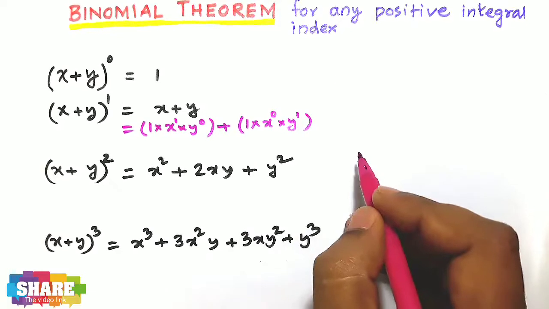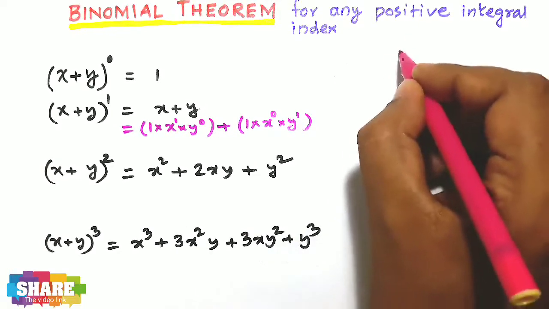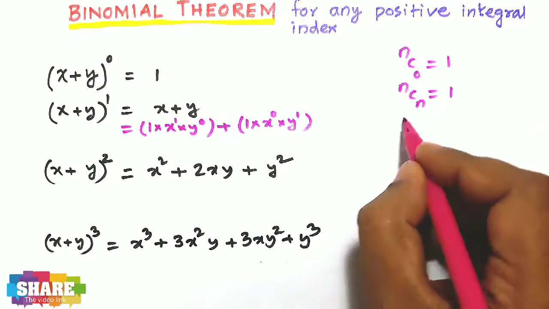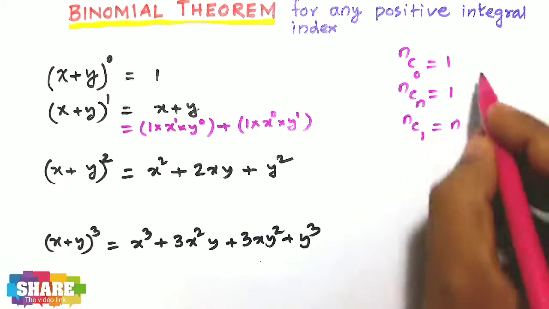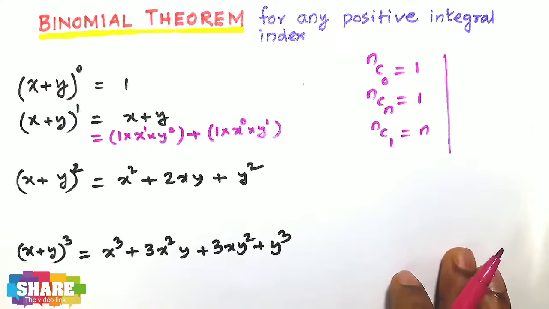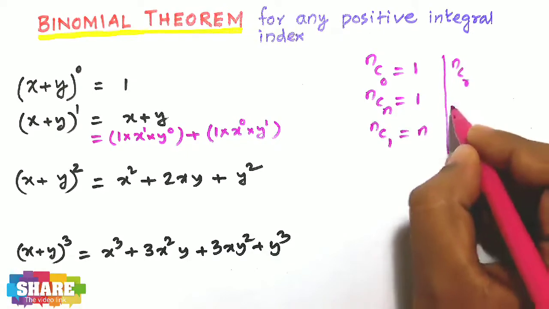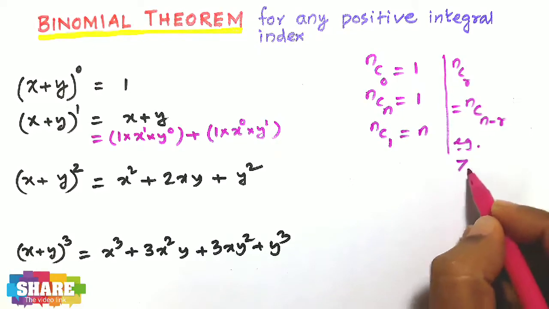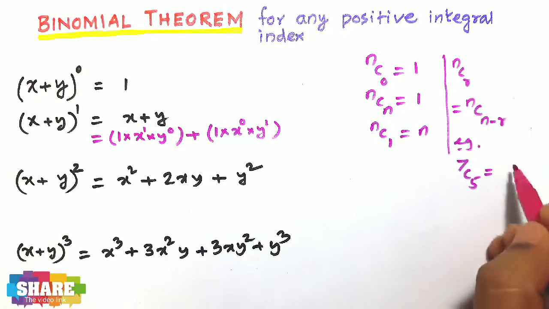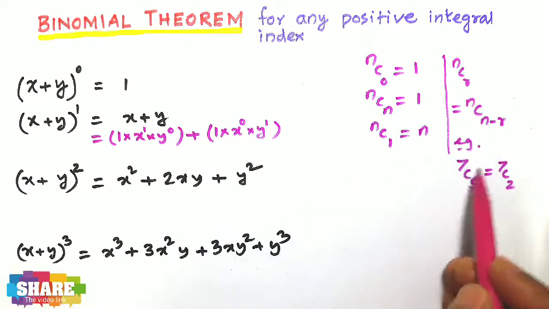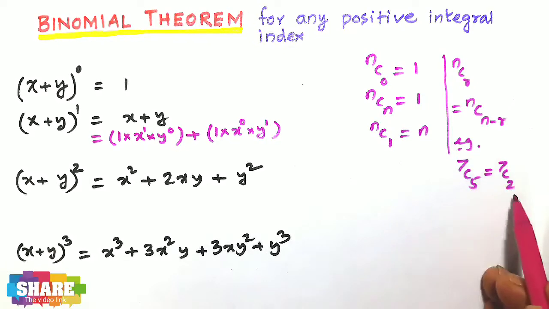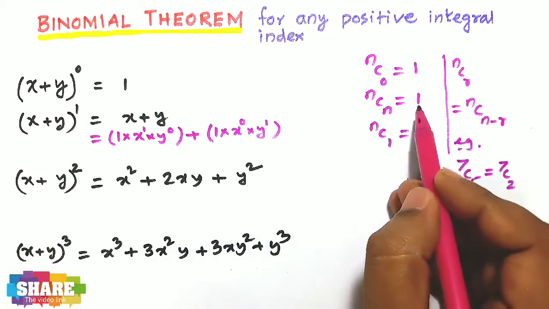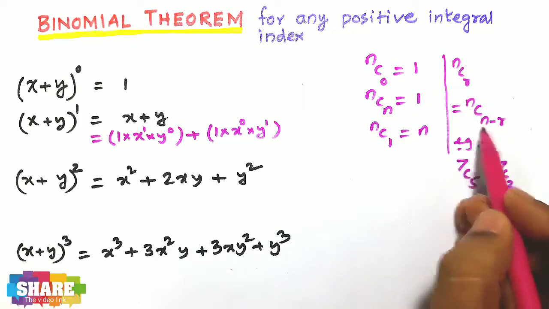Why have I written the terms like this? Because I shall apply the rules of combination. Before that, you should know this: nC0 is equal to 1. nCn is equal to 1. nC1 is equal to n. And moreover, there is another rule of combination: nCr is equal to nC(n minus r). As for example, 7C5 can also be written as 7C2, because this is 7C(7 minus 5), that means 7C2. Now friends, nC0 is equal to 1 and nCn is also 1. Using this rule, nCr is equal to nC(n minus r).